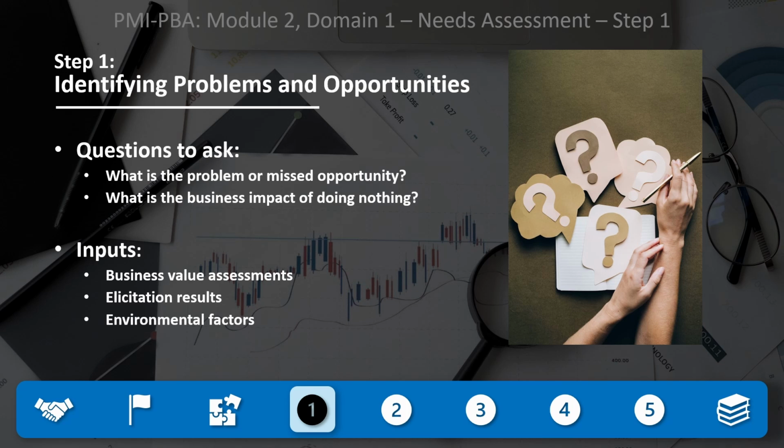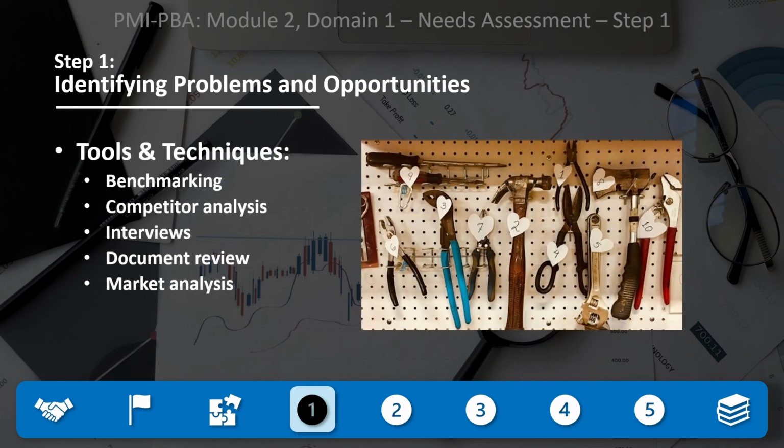These questions help us cut through the noise of assumptions and opinions and concentrate on issues that genuinely affect business performance and stakeholder value. To do this well, business analysts use a variety of inputs, such as business value assessments, elicitation results from stakeholders, and environmental factors like market shifts or regulatory changes. Techniques such as benchmarking, competitor analysis, document review, and market analysis can all provide insights into what is driving the problem or revealing new opportunities. Interviews and workshops with stakeholders are equally important, as they surface perspectives from those closest to the work.